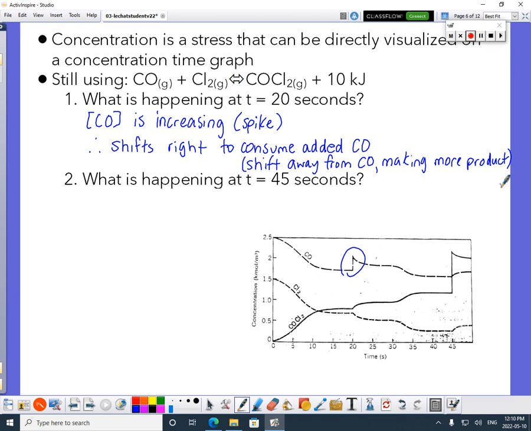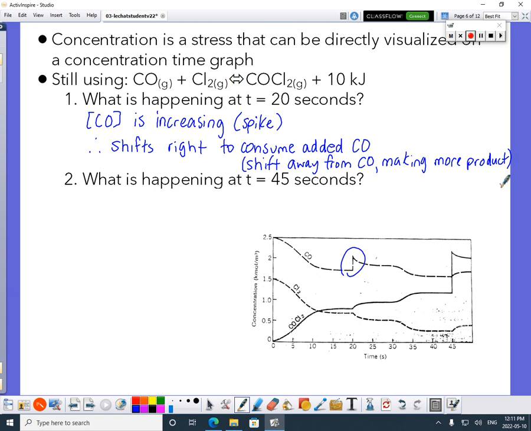So the graph should help us visualize that. So the spike occurs at 20 seconds, increasing the concentration of CO. Today, we're just saying increase, decrease. We're not going to really worry about by how much. That's what you'll be able to do starting Thursday. So increase the concentration of CO, which means that the opposite of increasing is we have to decrease the concentration of CO. So once it increases, does it start to go down? Yes. By default, if you decrease the CO by shifting to the right, then the Cl2 should also decrease.